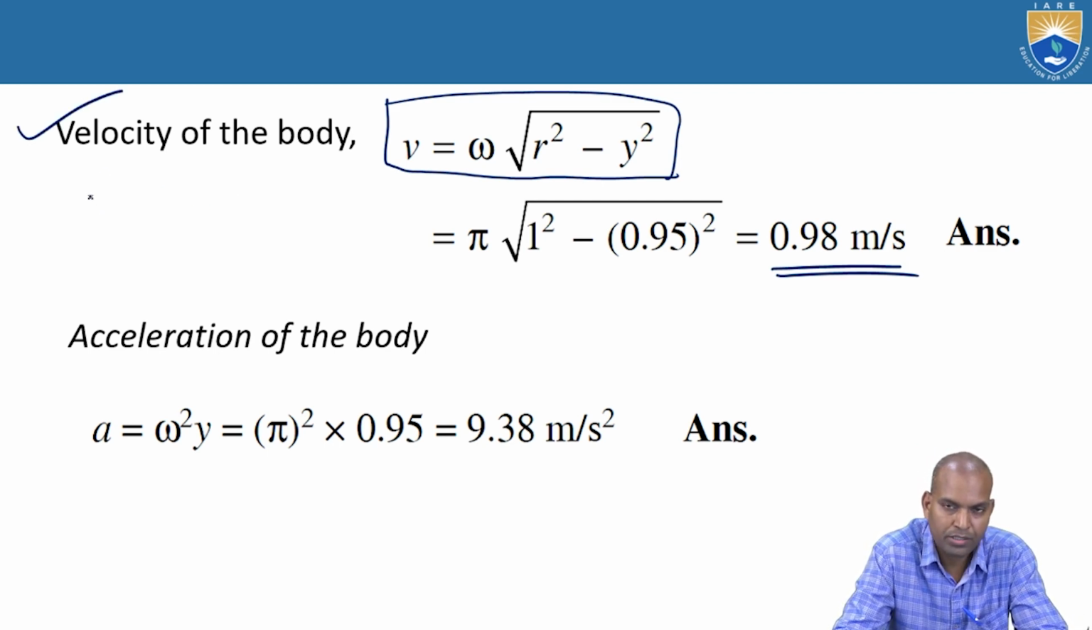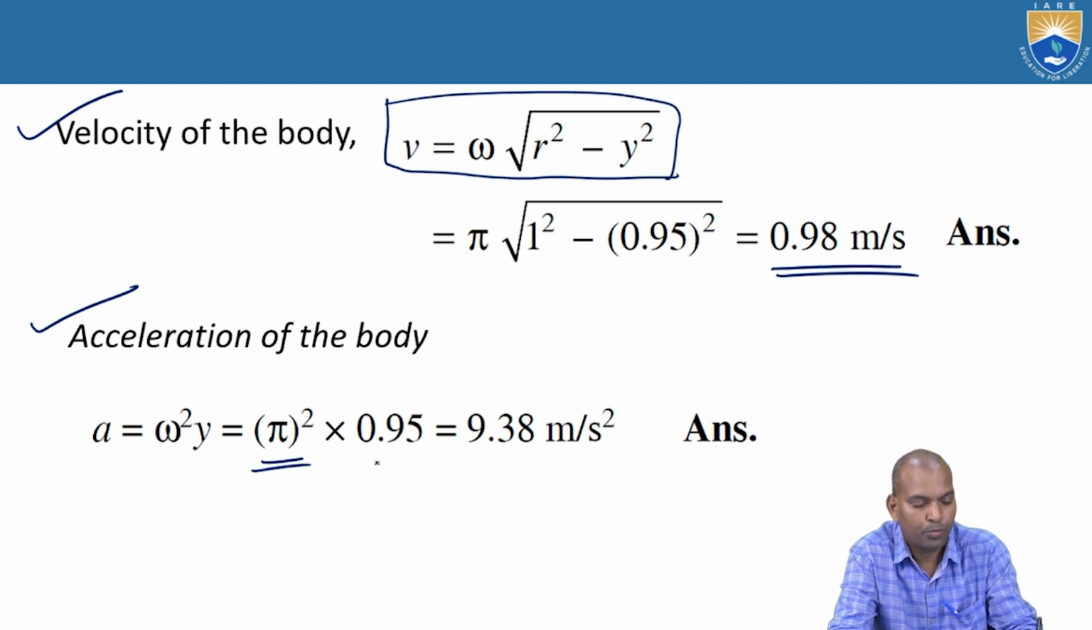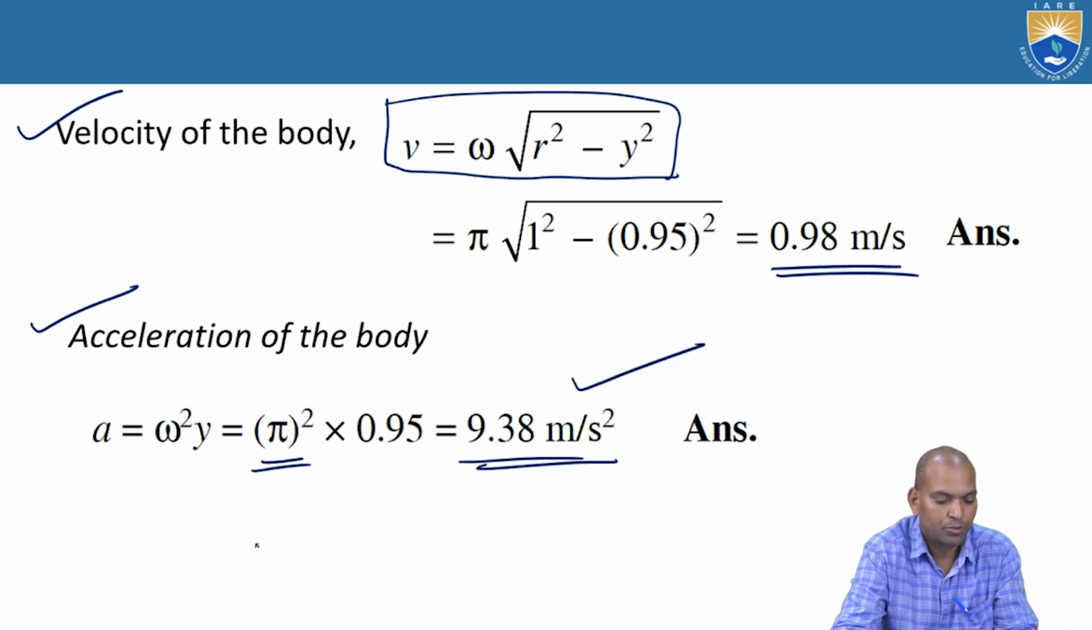Then, knowing the velocity, the acceleration of the body is a equals omega square times y. Omega is pi radians per second, so pi square times 0.95, that is 9.38 meters per square second.